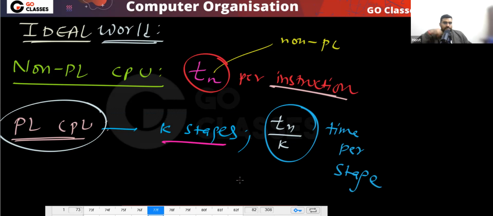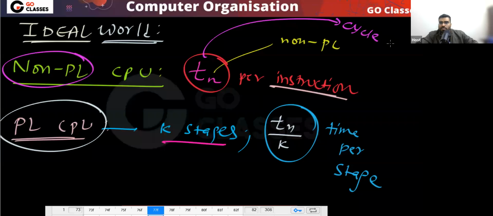One more thing I want to tell you. Do you remember I told you that a non-pipeline CPU simply means single cycle execution? So this Tn is basically the cycle time of the non-pipeline CPU. You can assume this is like 20 nanoseconds per instruction. So this is the cycle time of the non-pipeline CPU.